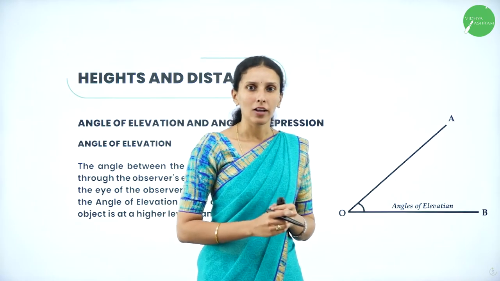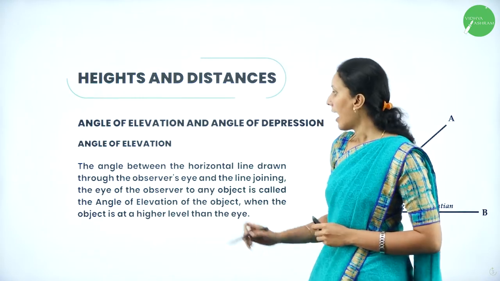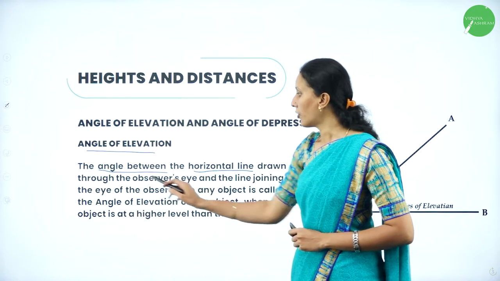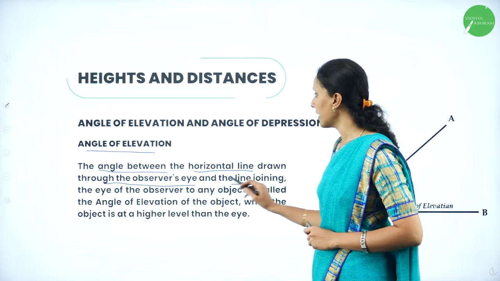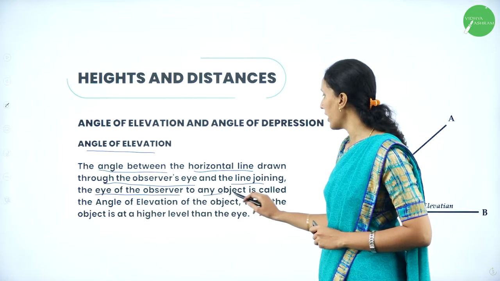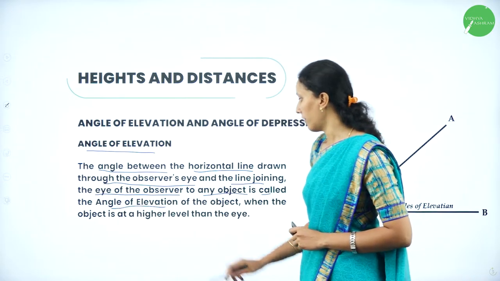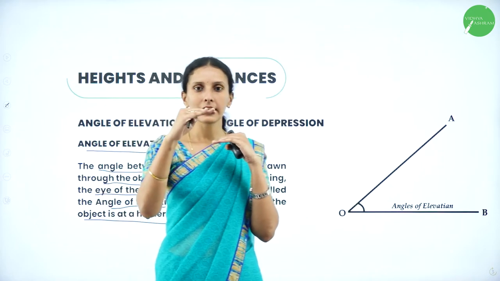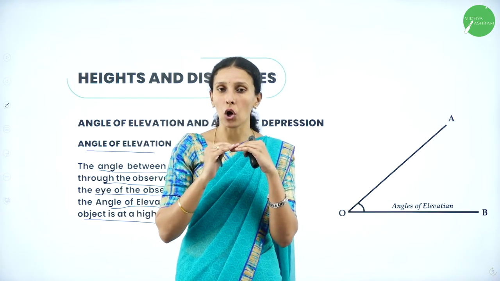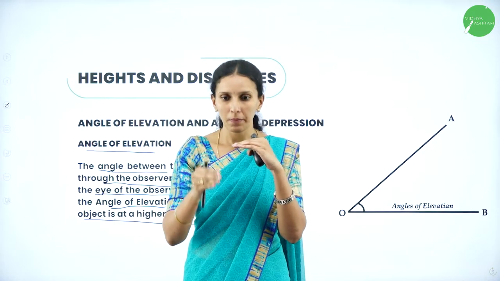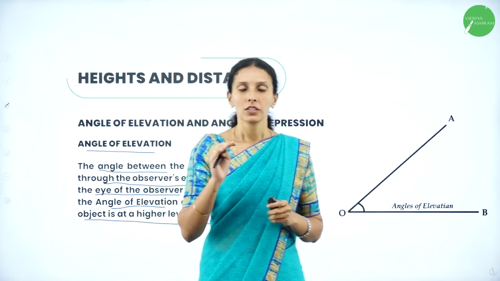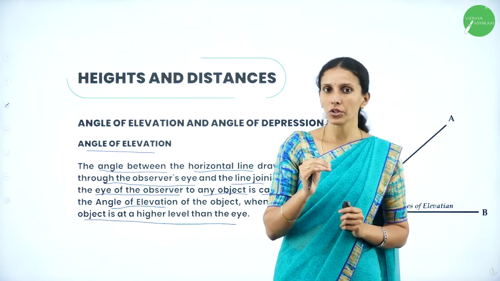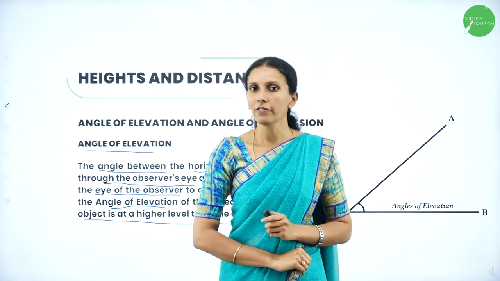But what do you mean by an angle of elevation in terms of trigonometry here? An angle of elevation is the angle between the horizontal line drawn through the observer's eye and the line joining the eye of the observer to any object. So here the object is at a higher level than the eye. So if this is our eye level, then if we see above anything, the object, that is called the angle of elevation. If we see below, it is called the angle of depression. So the object will be at a higher level when we see it for an angle of elevation. The object will be at a lower level if it creates an angle of depression.